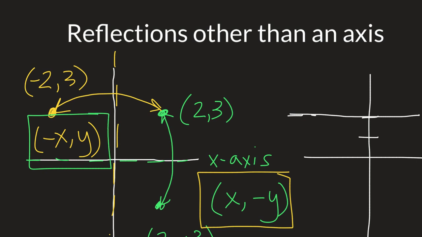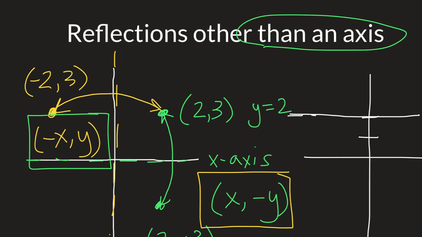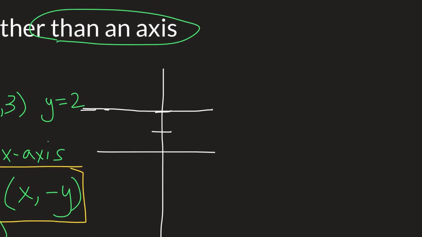Okay, so we're going to explore that idea today, finding a rule for reflections other than an axis. So this is the line y equals 2. We'll look at that one, and then we'll look at an x version, or a vertical version of this, in a second. Okay, so I want to get down to the nitty-gritty about what's really happening here as we do these reflections.